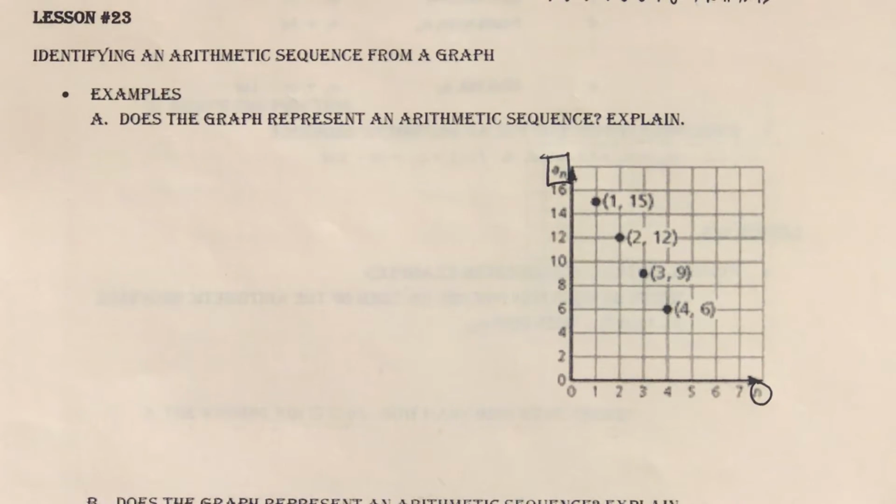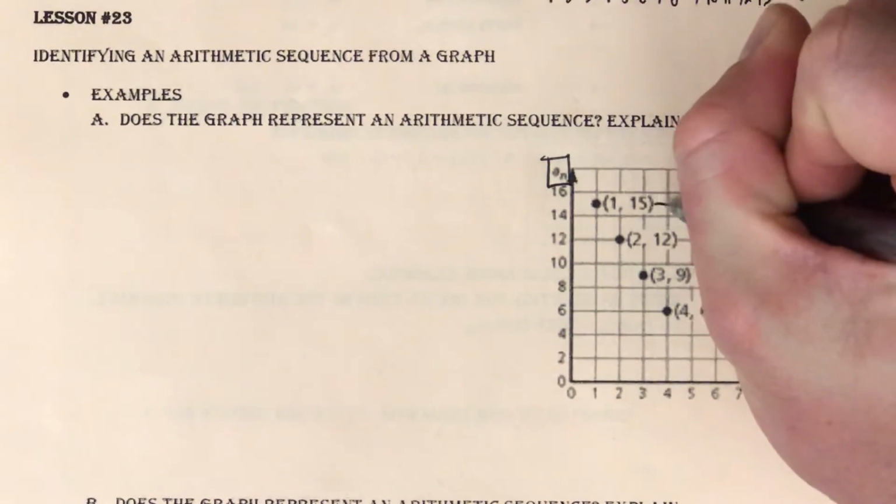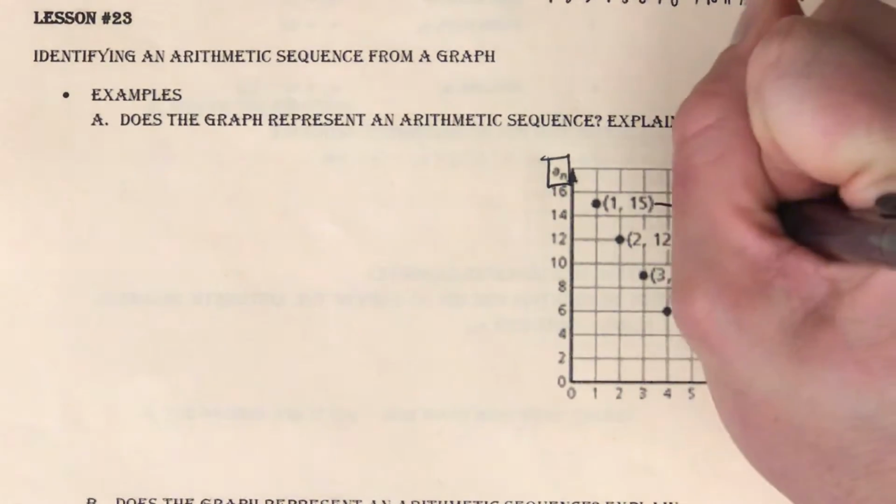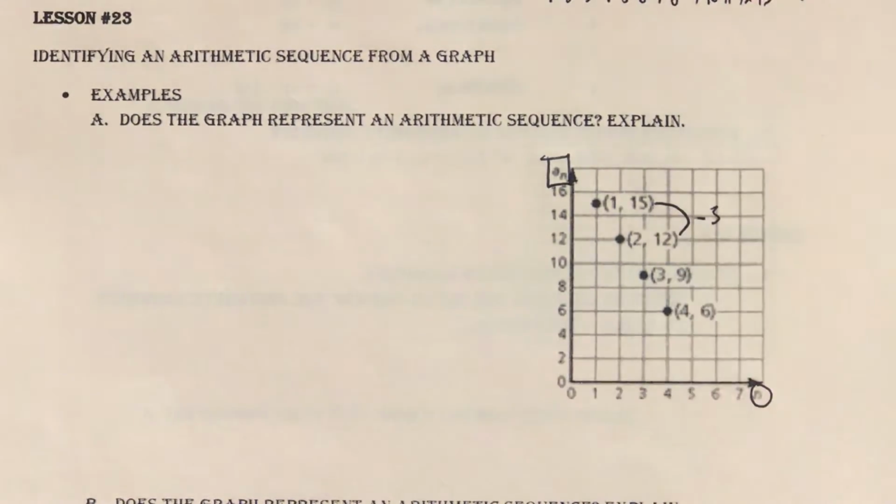So when I go in and look at this, what I like to do to determine what's represented is see, all right, well, what's happening? When I went from 15 to 12, what happened? Well, to go from 15 to 12, you have to subtract 3. So from the first term to the second term, I subtracted 3.